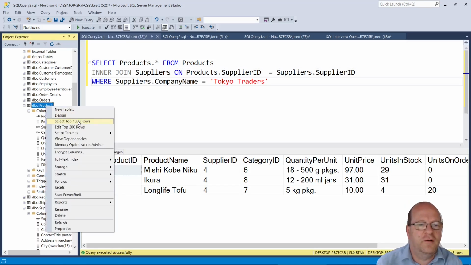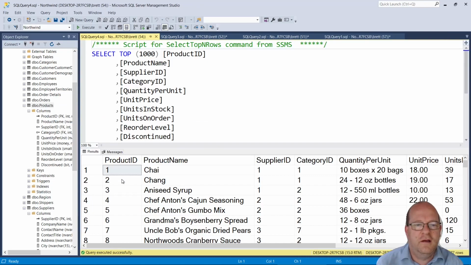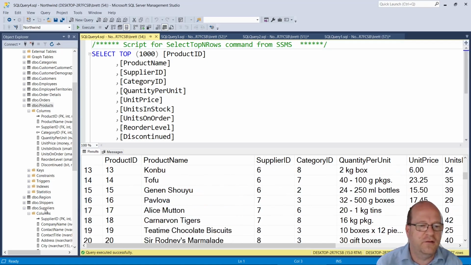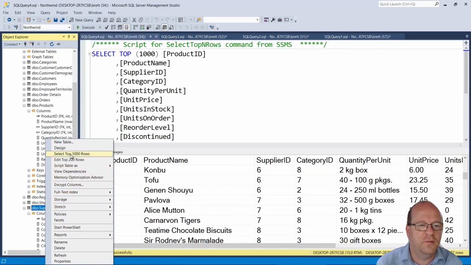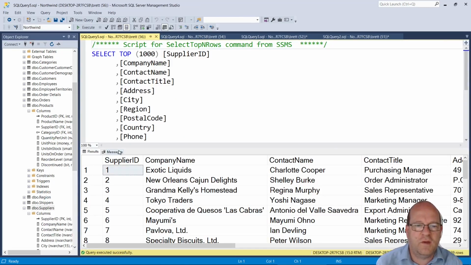So if we look at the products, here we have a supplier ID, which is a number, and this is linked to the suppliers table. We'll look at this one here. And supplier ID and the company name here. So they'll often ask you to list the products and also list the company name.